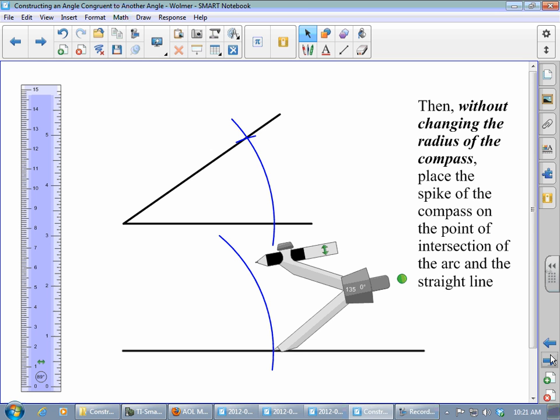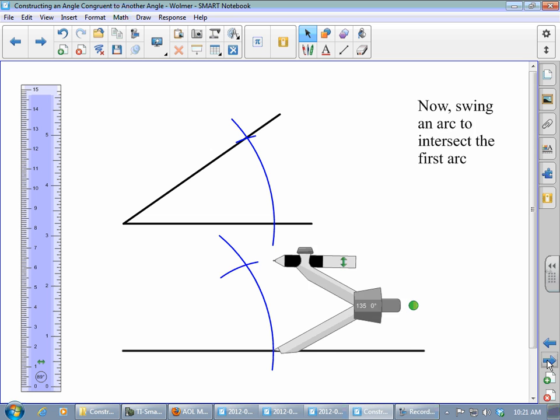Then, without changing the radius of the compass, place the spike of the compass on the point of intersection of the arc and the straight line. Now swing an arc to intersect the first arc.